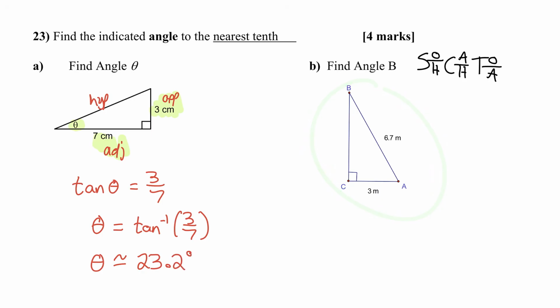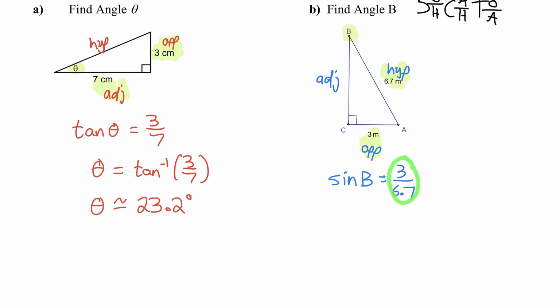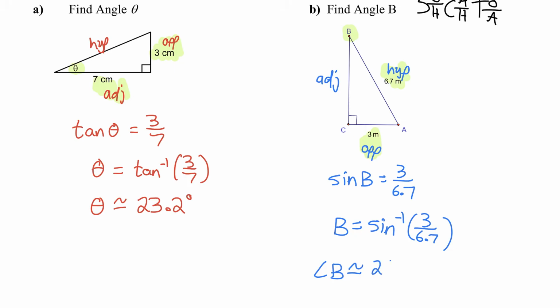The triangle in part B, we're looking for angle B, it says. So we're looking for this angle, that's our reference angle. From that reference angle, I'll label opposite, adjacent, hypotenuse. The sides I know are the hypotenuse and the opposite. The ratio that has opposite and hypotenuse is sine. So I can say that sine of angle B is equal to opposite 3 over hypotenuse 6.7. And when we know the ratio and want the angle, we have to use inverse sine of the ratio. Your calculator will give you the angle that has that known ratio. So angle B would be approximately 26.6 degrees.